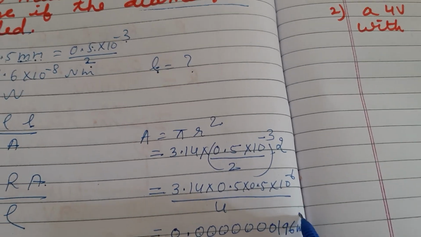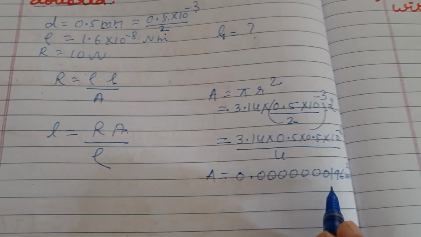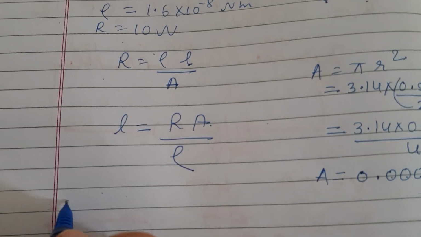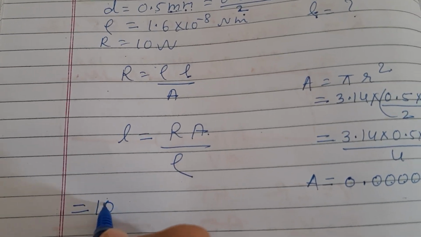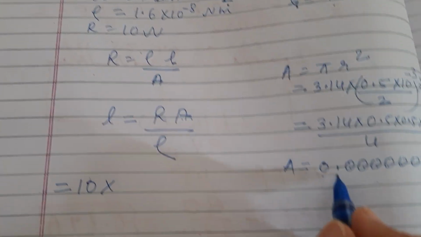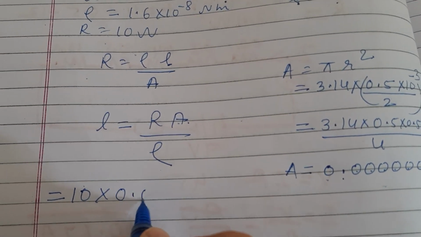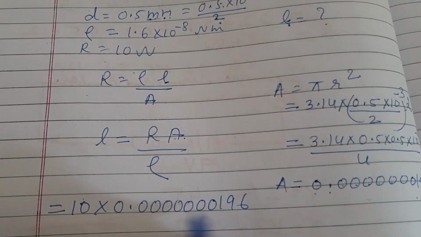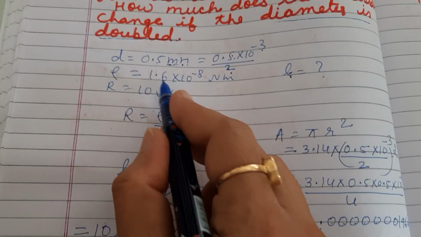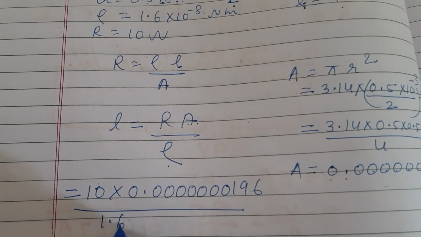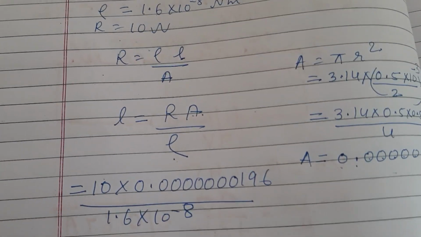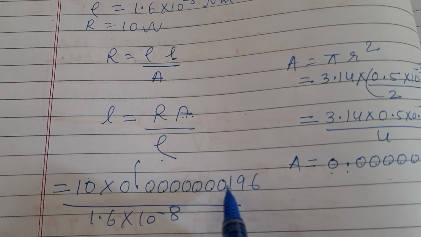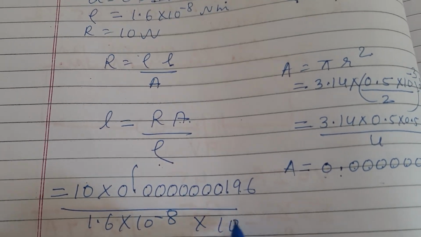0.000000196 meter square. This will be the area we will get by solving this. Now we will substitute the values. So R is given, that is 10 ohm, into area we have calculated, 0.000000196, divided by rho which is given, 1.6 into 10 raised to power minus 8. You will solve it.